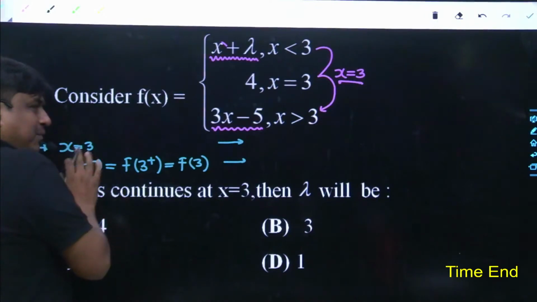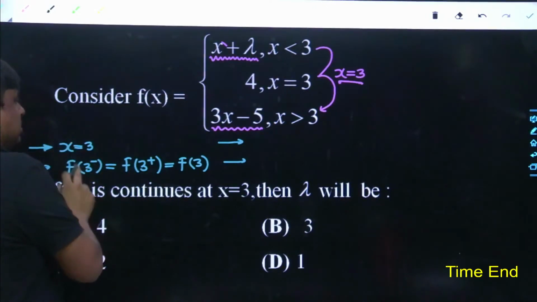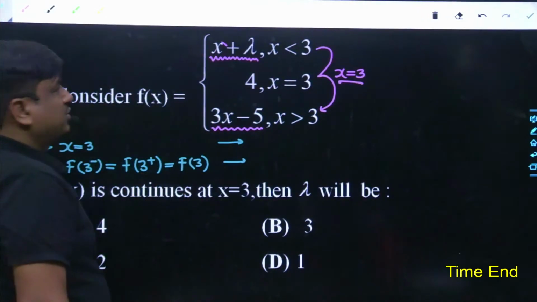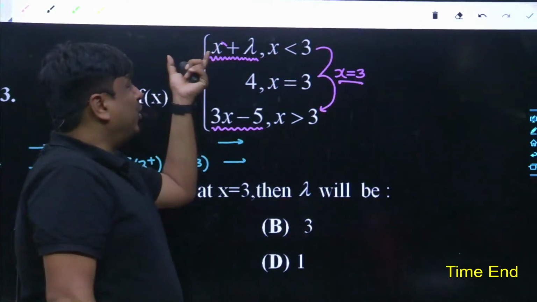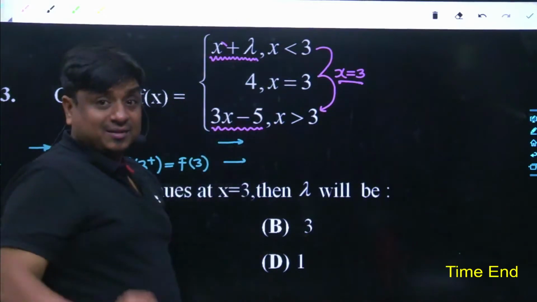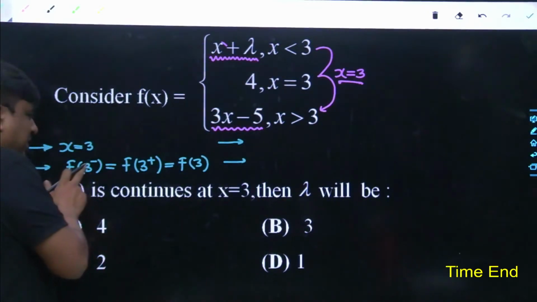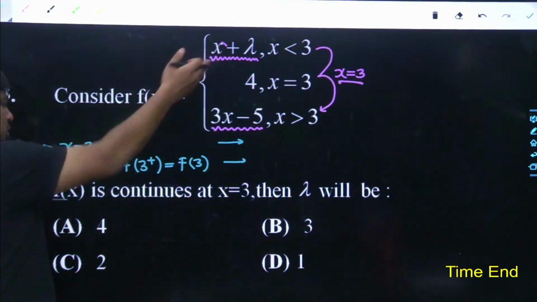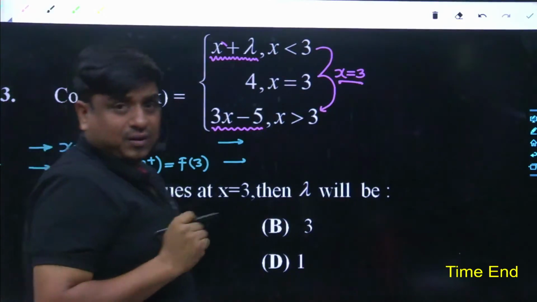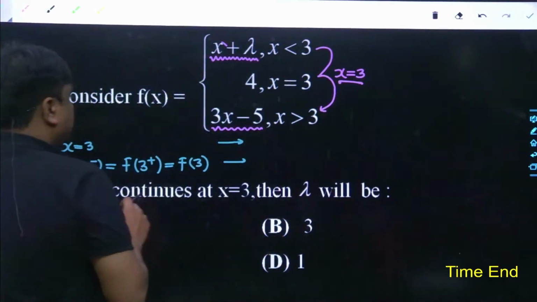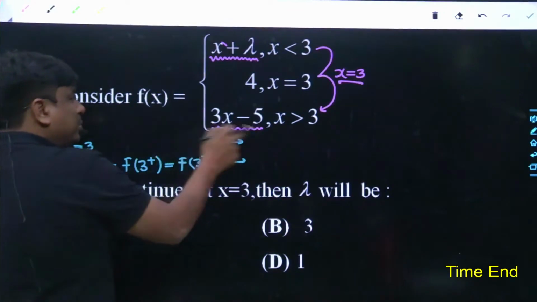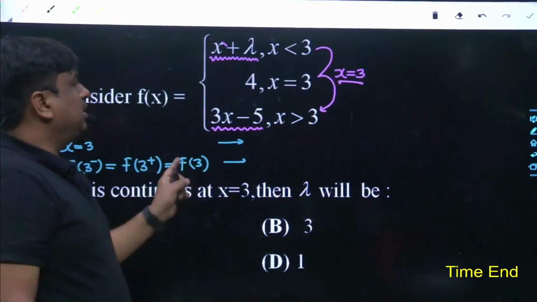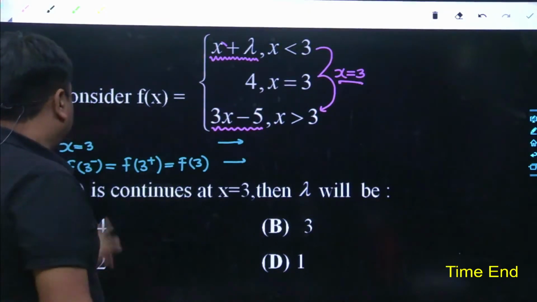Anyways, if you want to calculate the worth of the function just before 3, which function is to be used? Obviously I have to use the first function, because this function is defined only for x lesser than 3, and 3 minus is the value of x just before 3. So this function is going to identify the worth of the function at 3 minus. Similarly, the worth of the function at 3 plus would be identified by 3x minus 5, and the worth of the function at x equals 3 is clearly given as 4. So let me plug in those data.